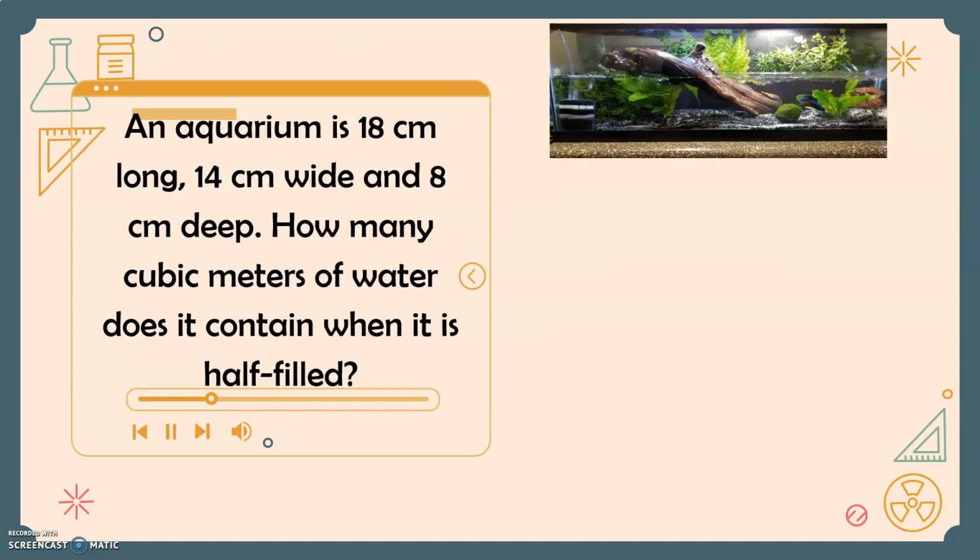Now let's try to solve this word problem. An aquarium is 18 centimeters long, 14 centimeters wide, and 8 centimeters deep. How many cubic meters of water does it contain when it is half filled? Okay, so we have here the keyword half filled. Now, since the aquarium is in the shape of a rectangular prism, we'll use the formula length times width times height.